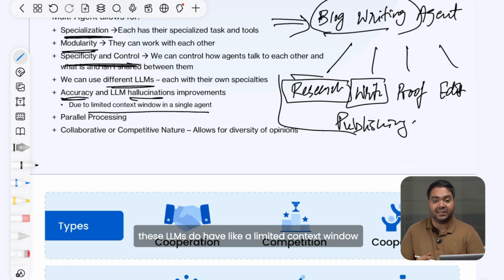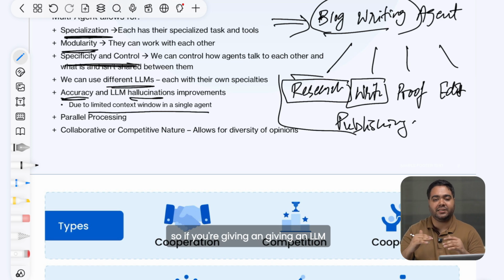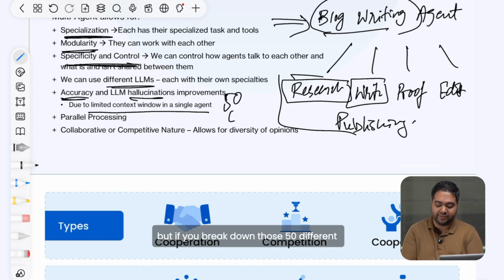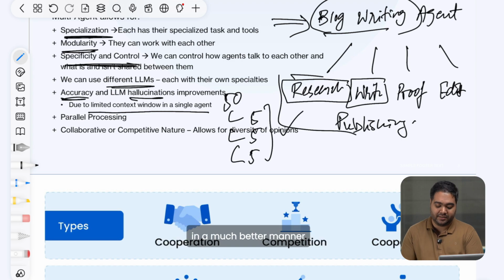Because again, these LLMs do have a limited context window. So if you're giving an LLM 50 different instructions on how it's supposed to write the blog, it could get confused. But if you break down those 50 different instructions or subtasks into sets of 5, then each of these could be accomplished in a much better manner.